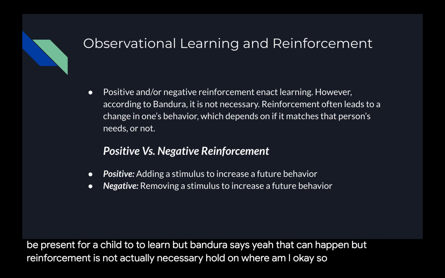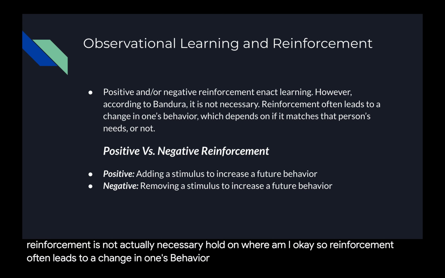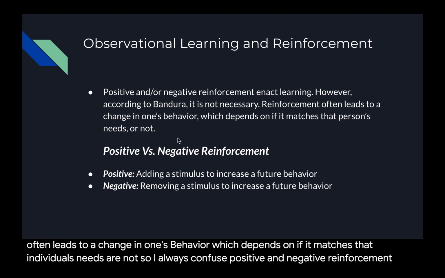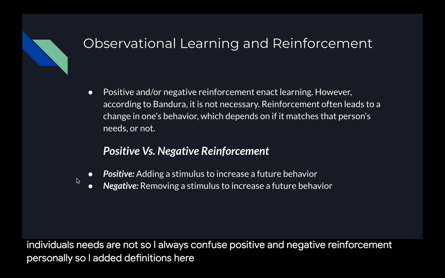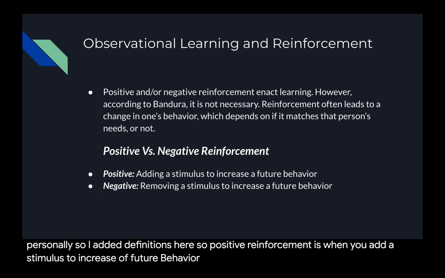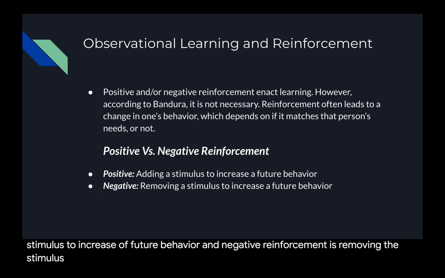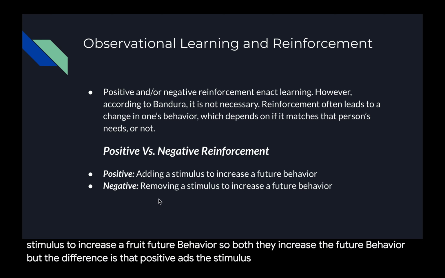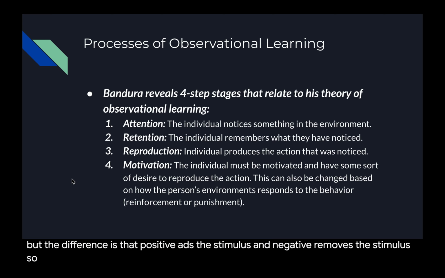Okay, so reinforcement often leads to a change in one's behavior, which depends on if it matches that individual's needs or not. So I always confuse positive and negative reinforcement personally, so I added definitions here. So positive reinforcement is when you add a stimulus to increase a future behavior, and negative reinforcement is removing the stimulus to increase a future behavior. So both positive and negative reinforcement, since they're reinforcement, they increase the future behavior, but the difference is that positive adds the stimulus and negative removes the stimulus.